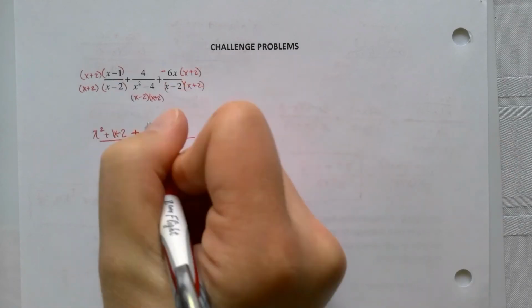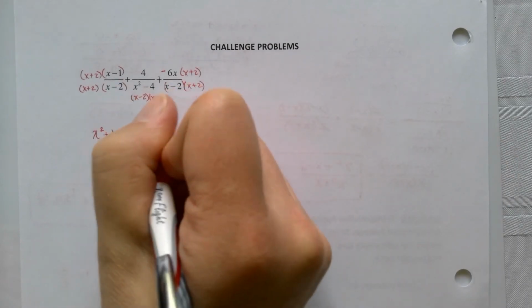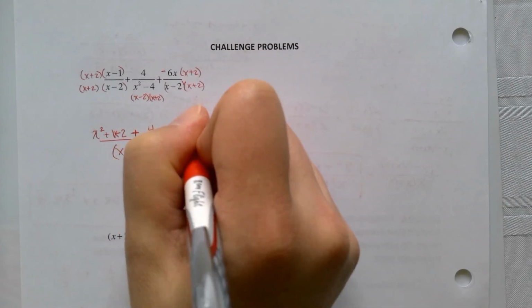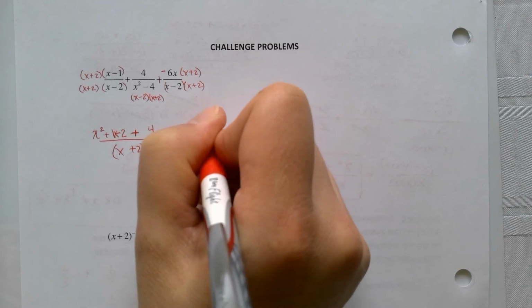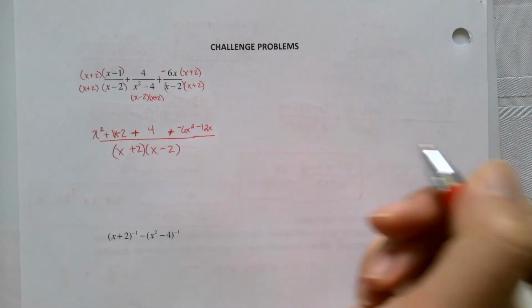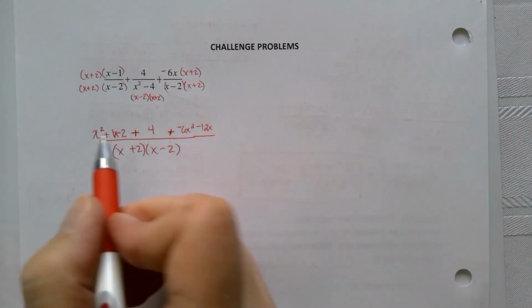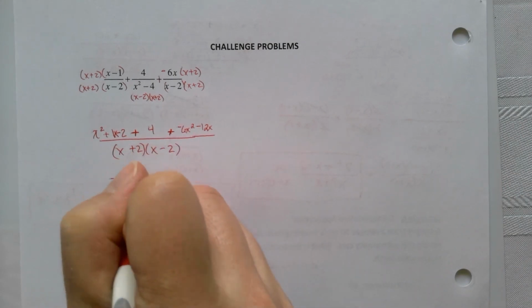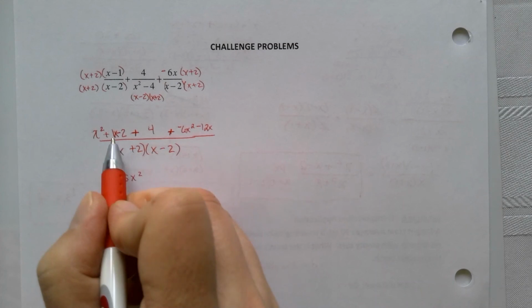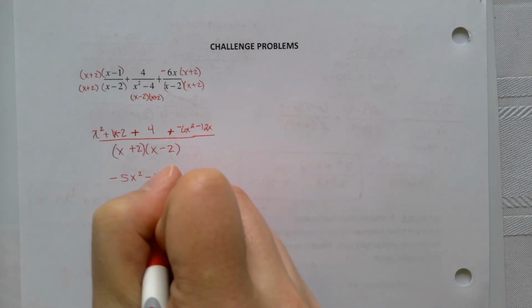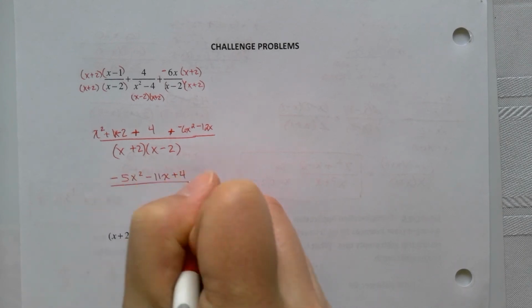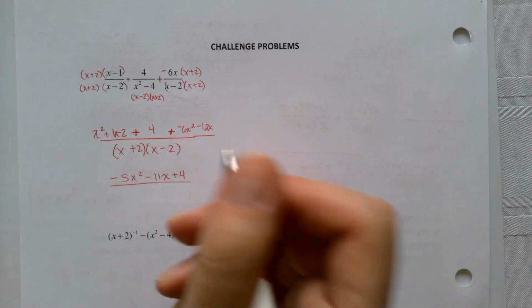And then in the middle I didn't have to change anything because I already had the denominator. And then over here I distribute, so I get a negative 6x squared and I get a negative 12x. Alright, well now that I have that, I'm going to add like terms. So x squared and negative 6x squared is a negative 5x squared. I've got a negative 11x and a plus 4. So that is my numerator.